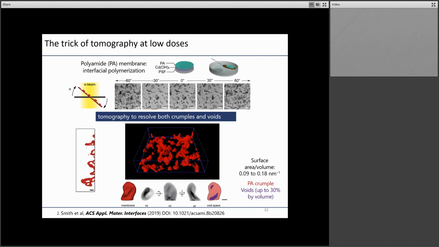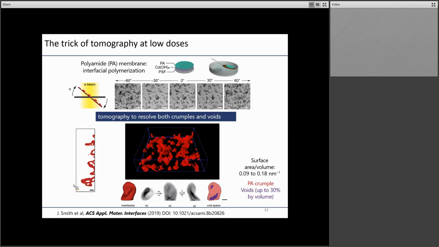Here, the red color fills the fully reconstructed crumpled PA volume, and the cross-sectional view really shows there's a large void space enclosed by the PA crumple, and in fact, in our later measurement, up to 30% by volume is actually the void space. I should comment that such tomography that resolves both the PA crumple and the void space in 3 dimensions and nanometer resolution actually has been very challenging.